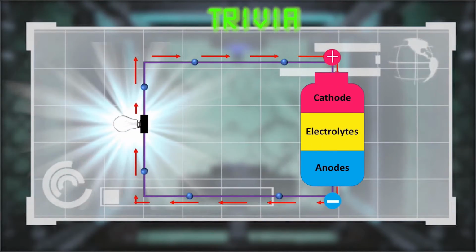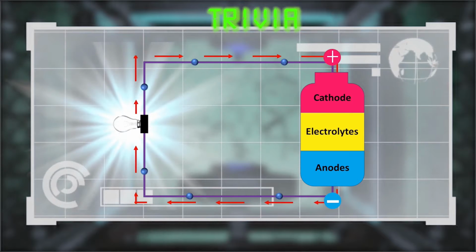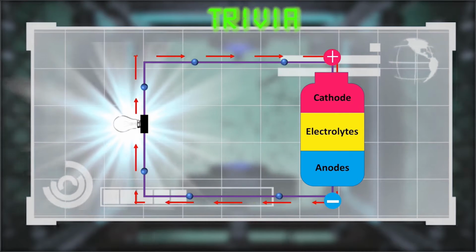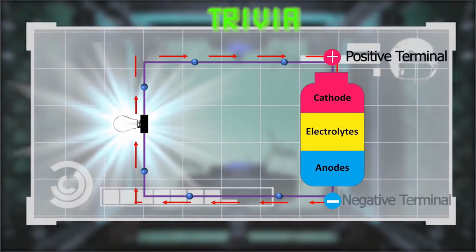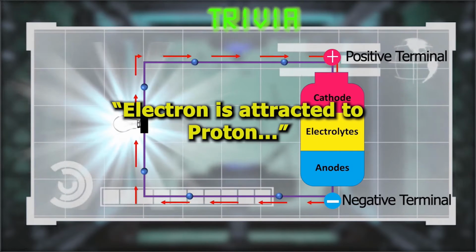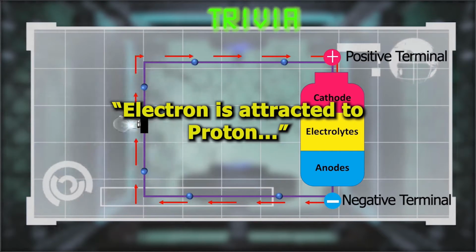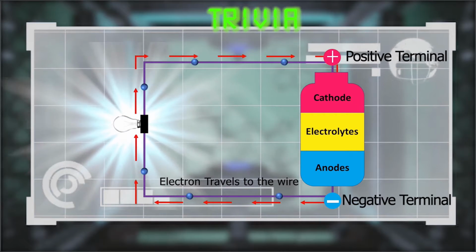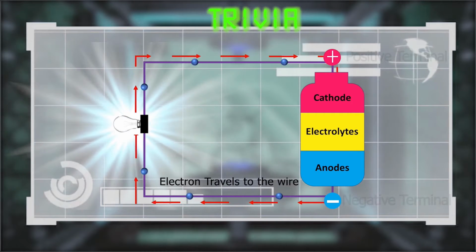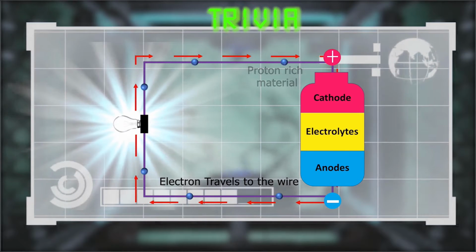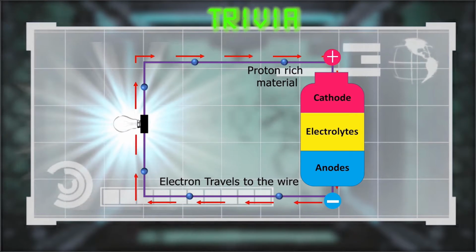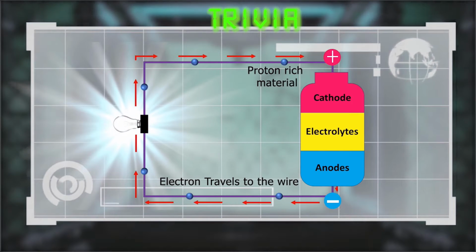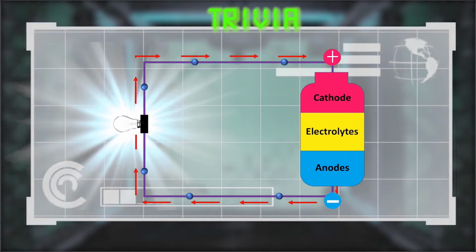Trivia. Do you wonder how a battery is able to light up a bulb? Notice a battery has positive and a negative terminals. Remember, electron is attracted to proton. That's why electron, a negatively charged particle, travels from one end of the battery and flows through a conductor because the other end of the terminal is attached to a proton-rich material.